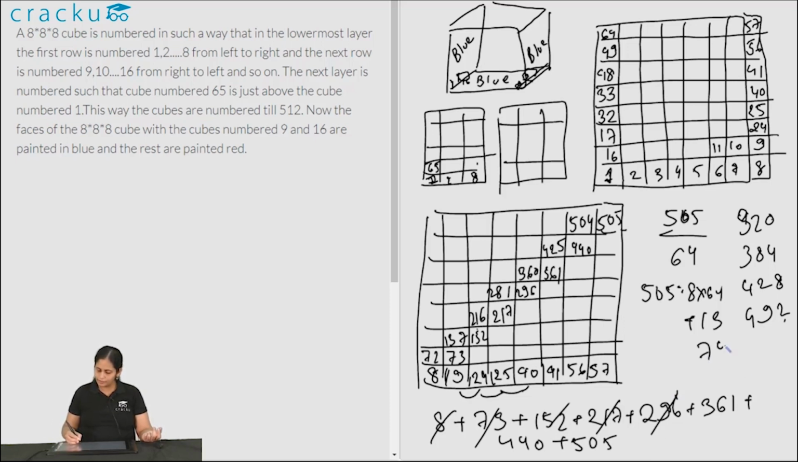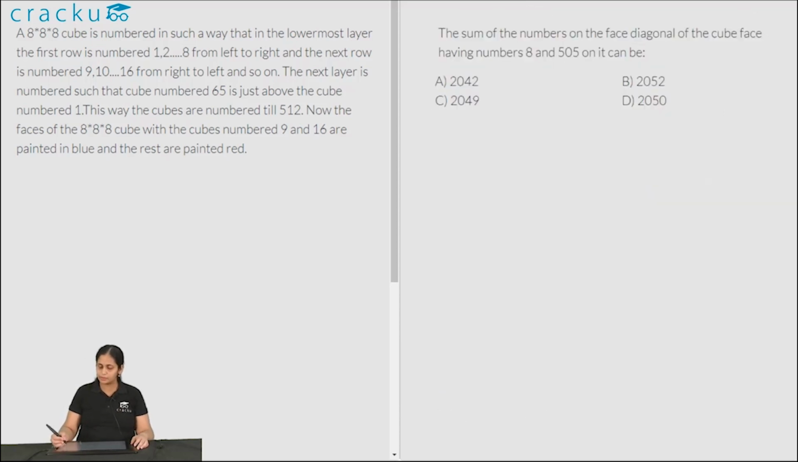747 plus 360, basically 800 plus 505. So what would the sum be? The sum would be 1547 plus 505. So this is 2052. So the sum of the numbers on this diagonal is 2052. Let me see, is 2052 one of the options? It is in one of the options, that is option B. So the sum of the numbers on the face diagonal of the cube face having numbers 8 and 505 on it can be option B, that is 2052.